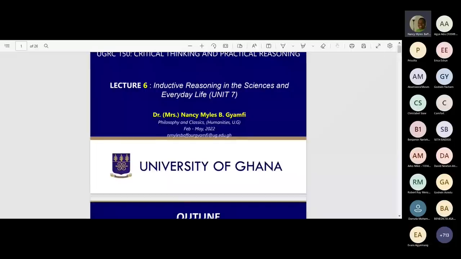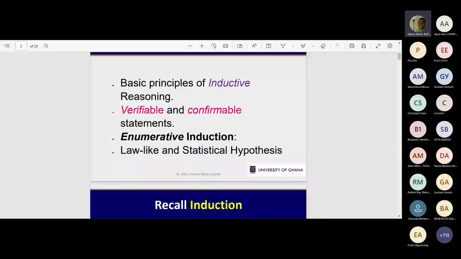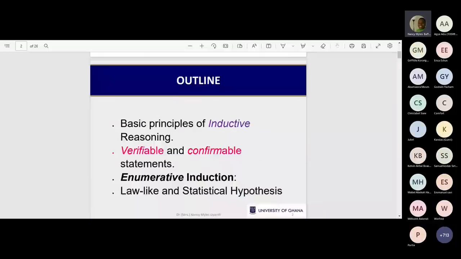What's the outline? We are going to remind you of the basic principles of inductive reasoning: verifiability, confirmability, enumerative induction, law-like and statistical hypothesis, and that will be all. You should just know these. That's the outline. It's a build-up from what you have learned so far in the course.